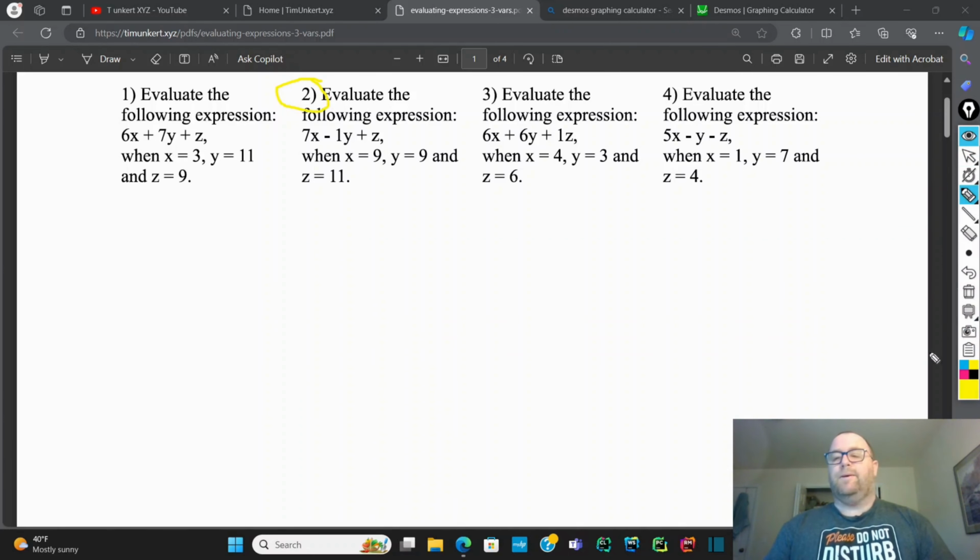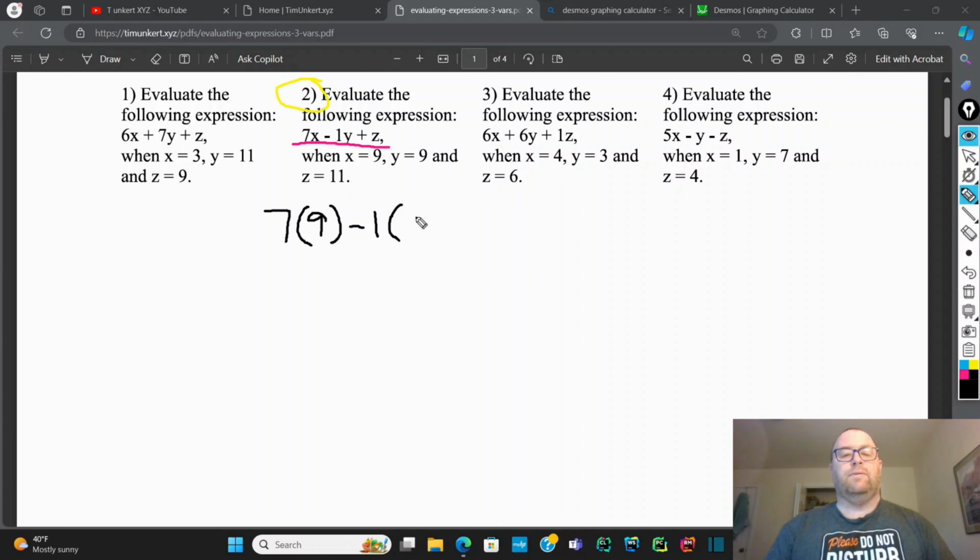Okay, so we're evaluating this expression 7x minus 1y plus z. So if you're trying this out, maybe try it out in Desmos or just using regular arithmetic. Pause the video now, see if you get what I get. Okay, let's do it. So we're going to do 7 times x. The x value is 9. So 7 times 9 minus 1 times 9 plus the z value, which is 11.